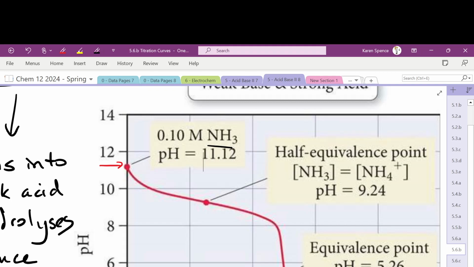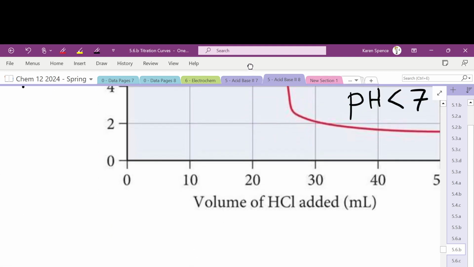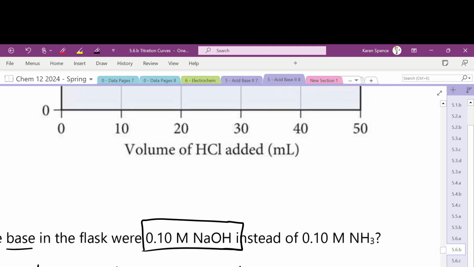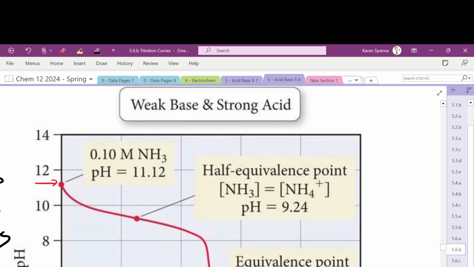What pH would we start at? Would we start at 14? We already did our calculation, right? Because what if we had 0.1 molar NaOH instead of 0.1 molar NH3, right? Okay.